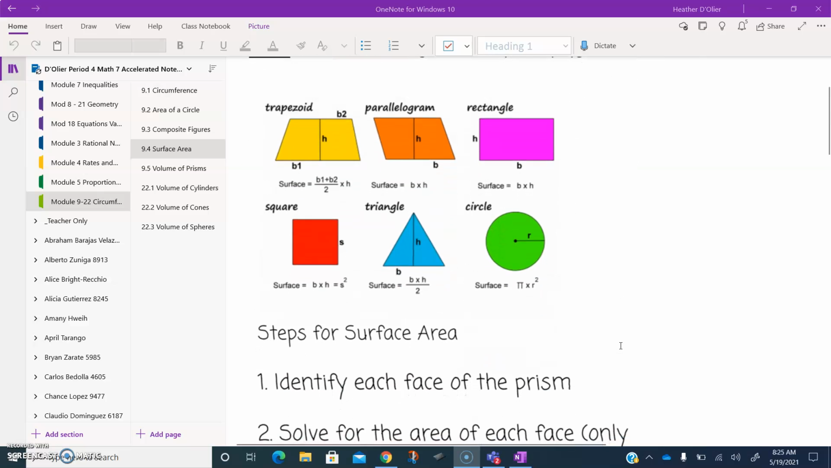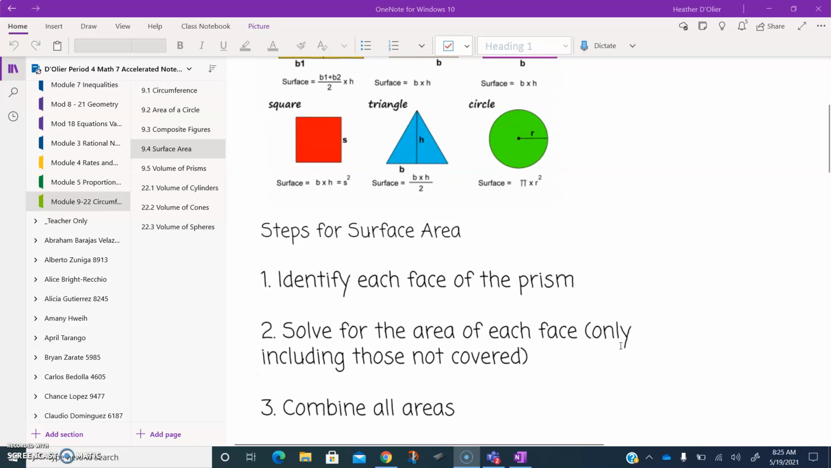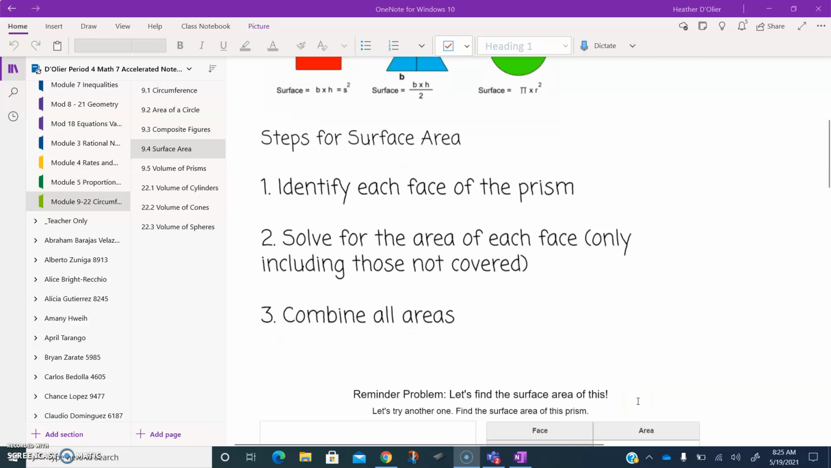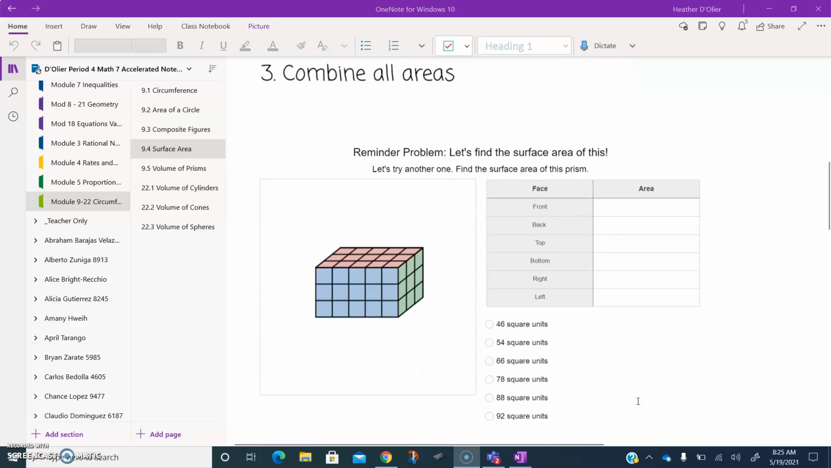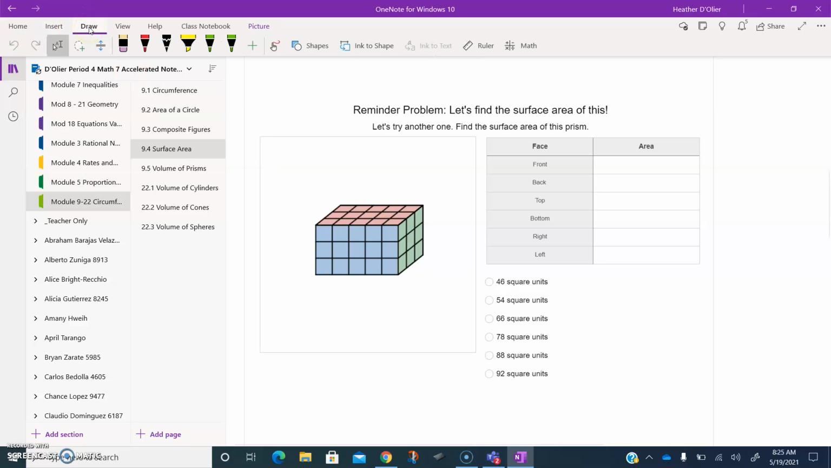So our steps for surface area: identify each face of the prism. Solve for the area of each face, only including those not covered. Remember, if they get stacked or something like that, we don't count that part. Then combine all areas. This first one is a little more scaffolded, with that rectangular prism right there with boxes. The next one with my triangular prism won't be as scaffolded.